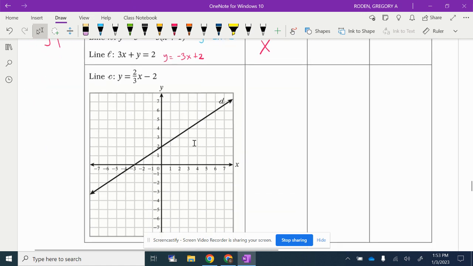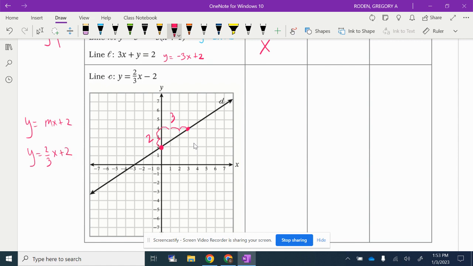All right. This one right here, well, let's write an equation for this one. Our y-intercept is 2. So we get y equals mx plus 2, and let's find 2 good points here. So here's a good point right here. Our rise is 2 and our run is 3. So this equation is y equals 2/3 x plus 2.